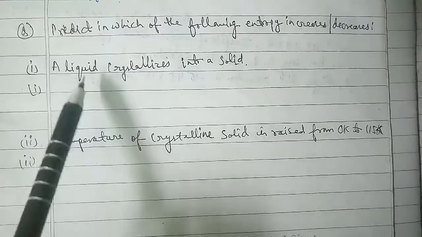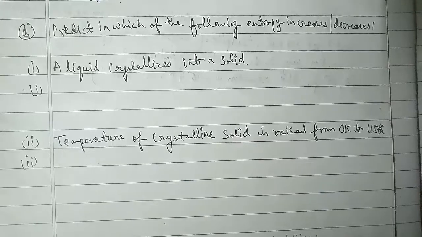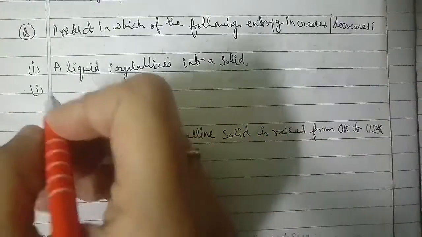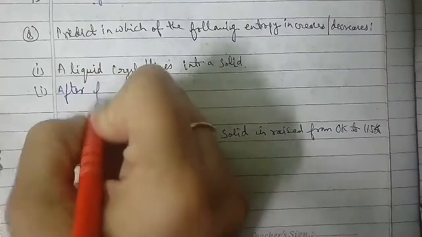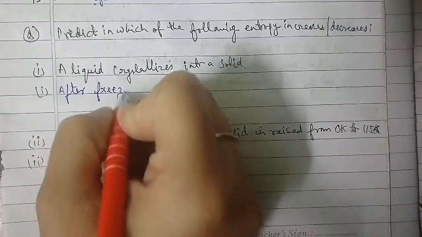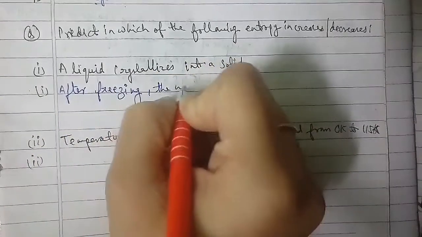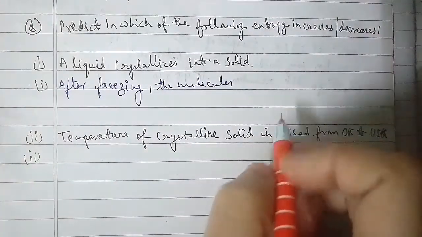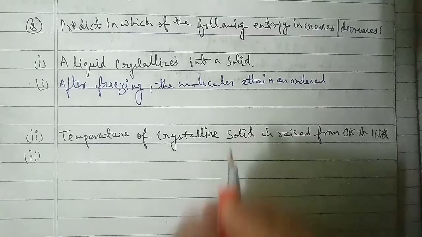So we will go ahead and write it down. You can just write it down here also: at 0 Kelvin, the constituent particles are static and entropy is minimum.